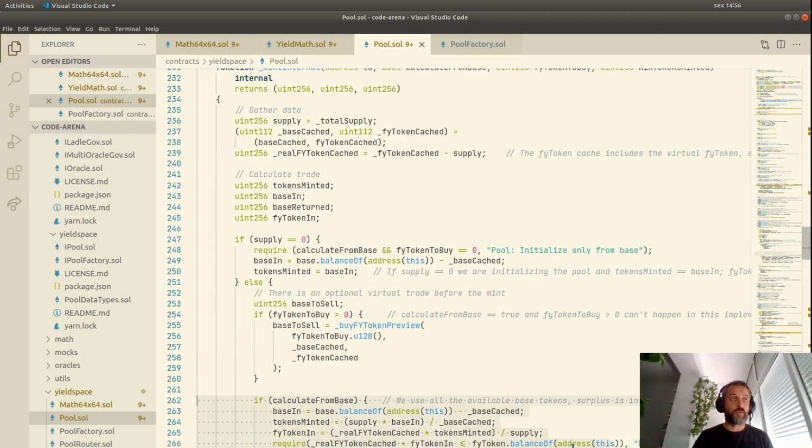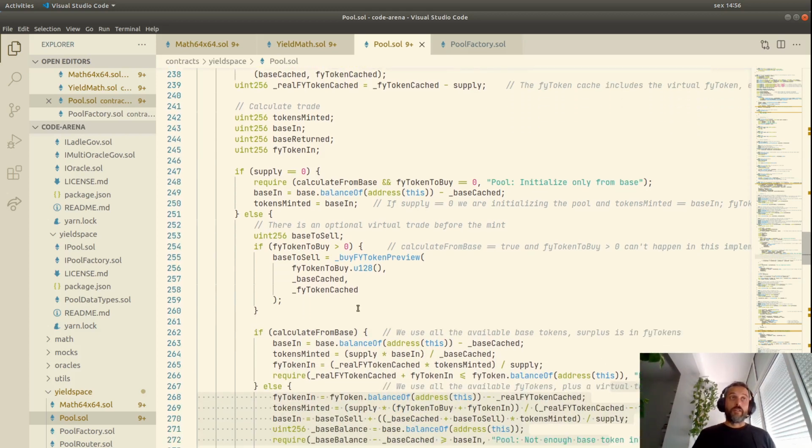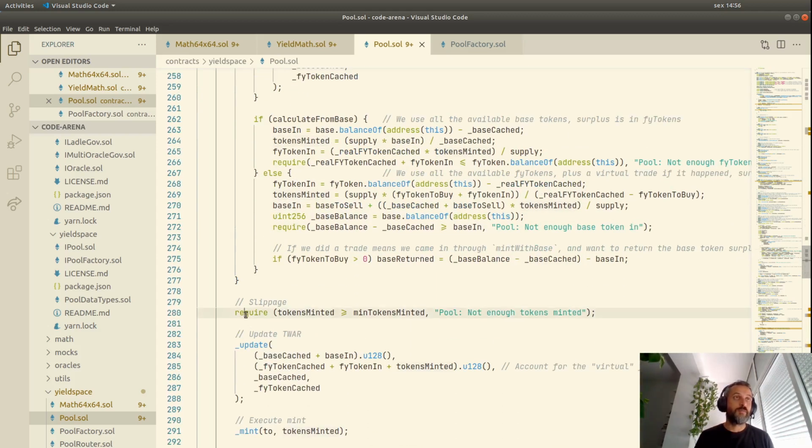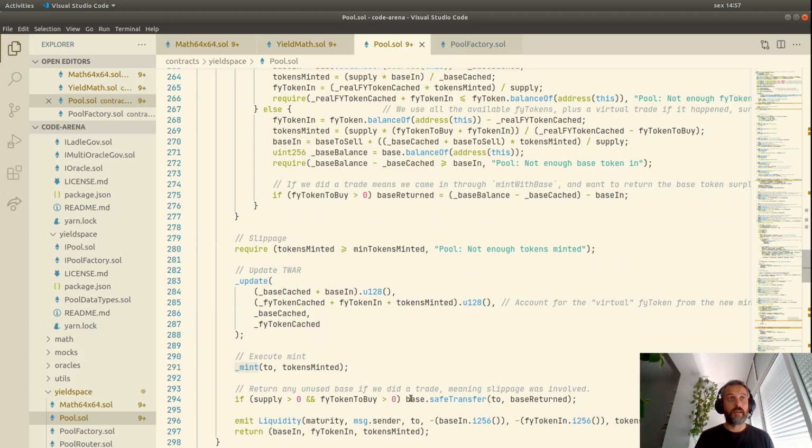So this is if you want to use 100% of the underlying. This is if you want to use 100% of the FY token. So once you have calculated the virtual buy, the virtual operation, if you had to do it, and you have calculated how much you are providing here to the user, then you can just check the slippage, update the oracle, mint the pool tokens, return any change if necessary, and you're done.